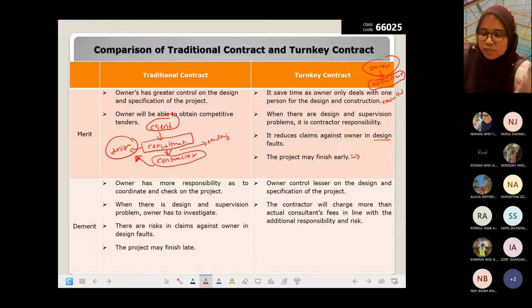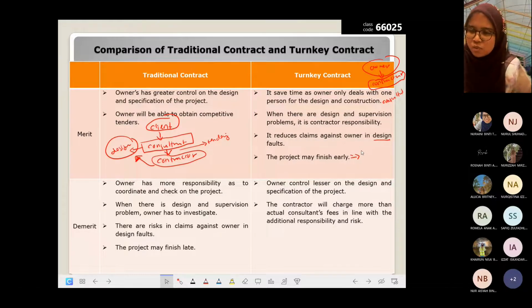Sebab he is the responsible kan. So dia bolehlah push. Consultant kata kena tunggu dulu ni, material tak approve lagi. Tak apa, dia kata, kita boleh teruskan dulu sementara nak tunggu approval.